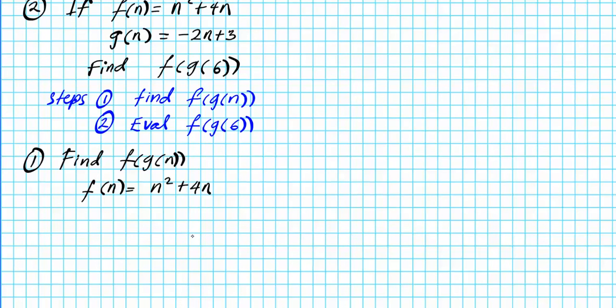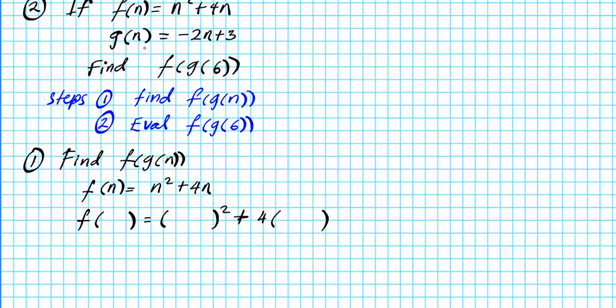All right. Now what we're going to do is get the function prepped by clearing out the variables and replacing them with parentheses. So we have parentheses squared plus 4 times the parentheses. Okay, so all your independent variables, namely n, need to be gone, because we're about to substitute.